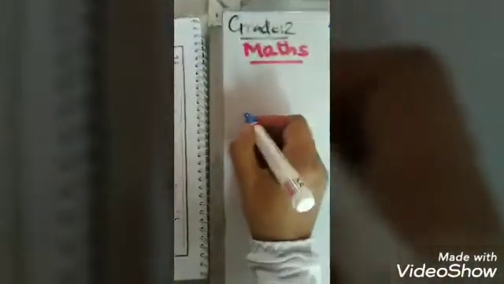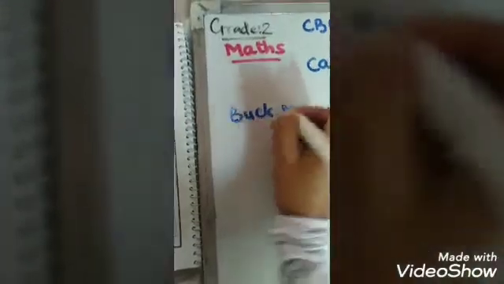Now the second question is, a bucket has a capacity of how many ml? So we have to find. Let me see. So this is a bucket.